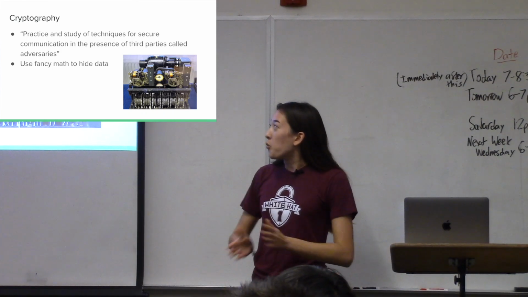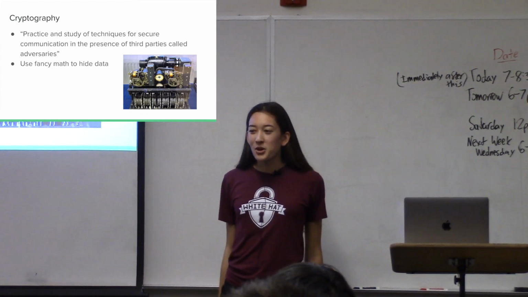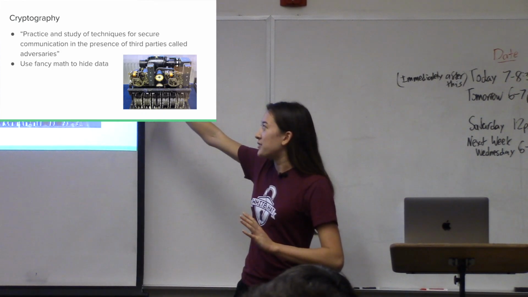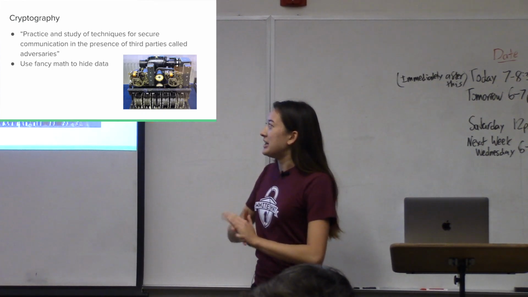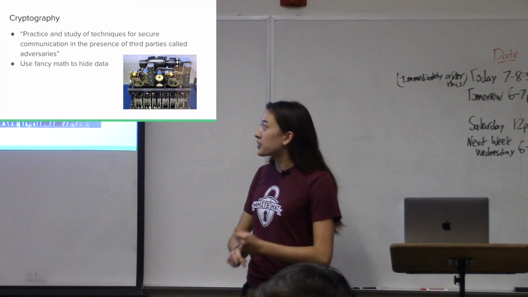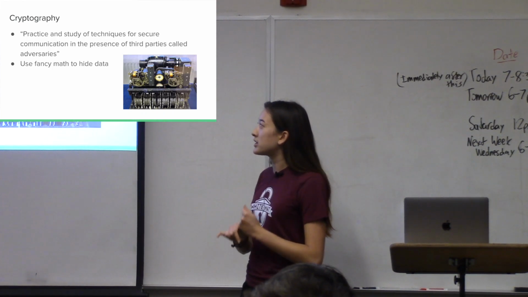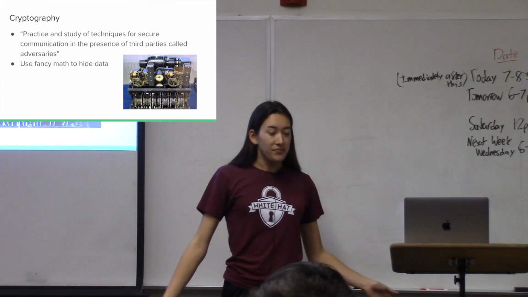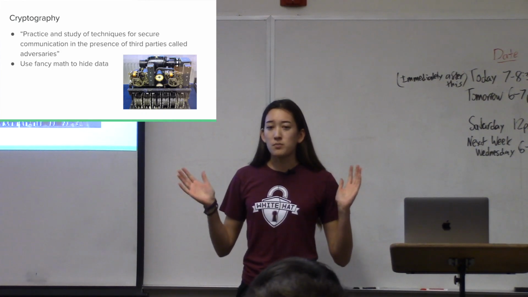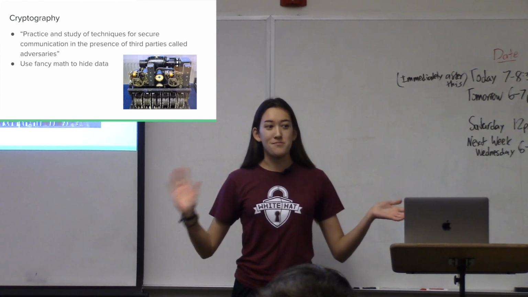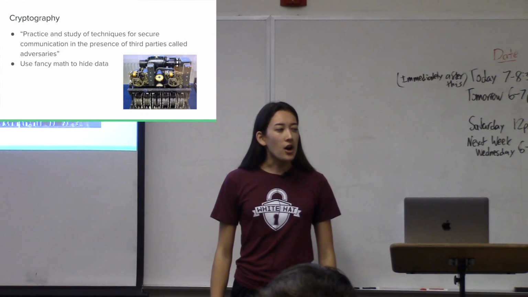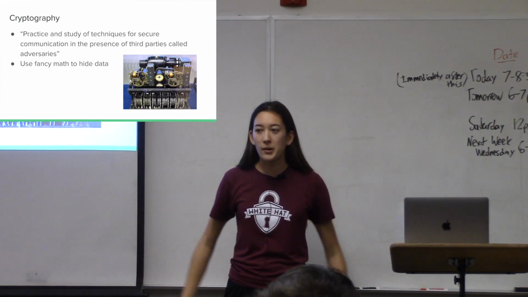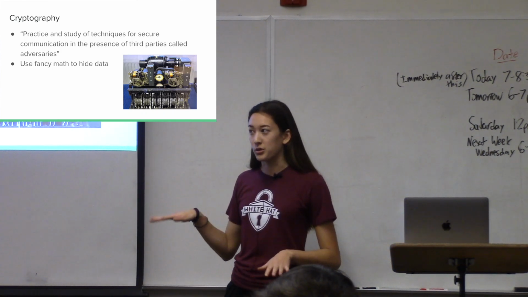Cool. So what is cryptography? It's this big fancy word that a lot of people use that some people don't know what it means. So this is the definition that I just got online: the practice and study of techniques for secure communication in the presence of third parties called adversaries. It's basically a way to hide data. Specifically, most modern cryptography uses very fancy math to hide data. Not going to get into most of the fancy math today because that's outside the scope of this talk, and I am not a mathematician nor a cryptographer.